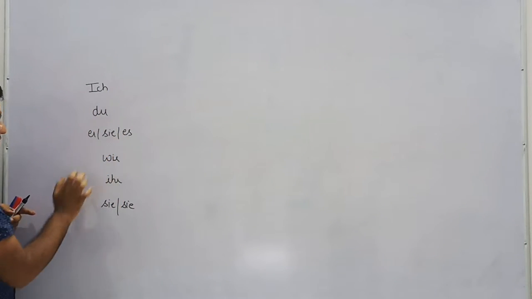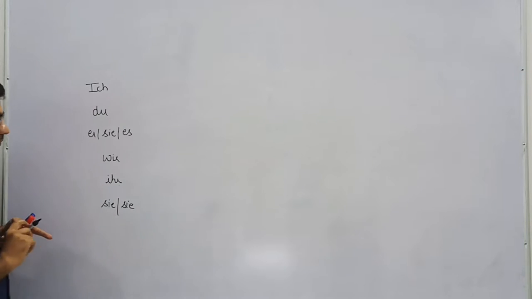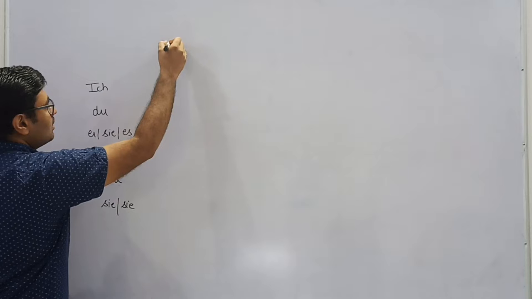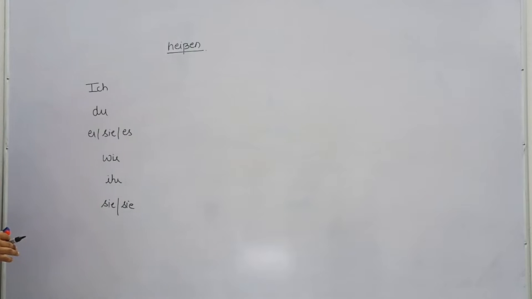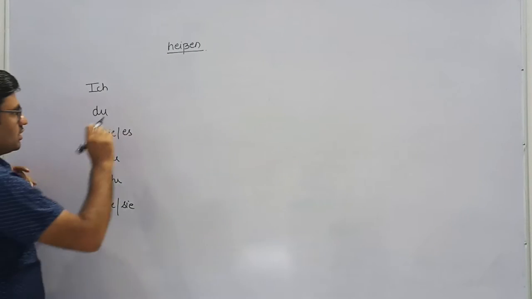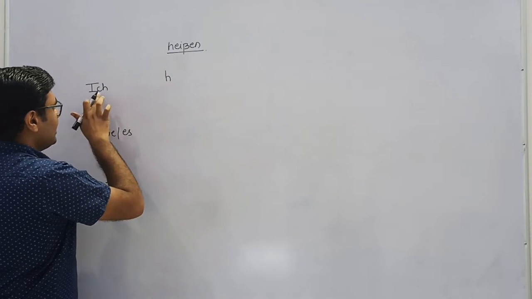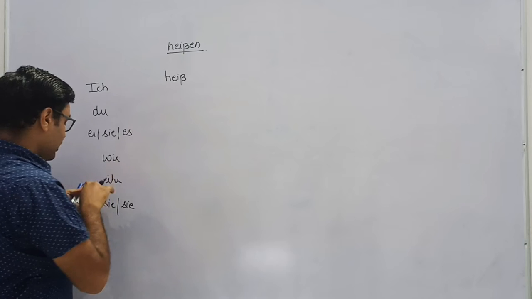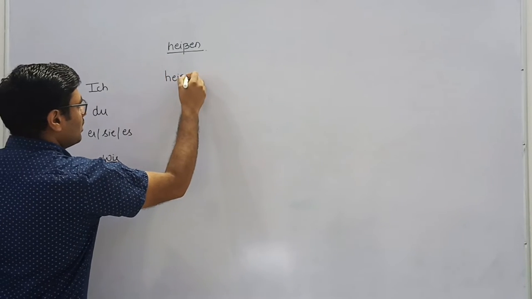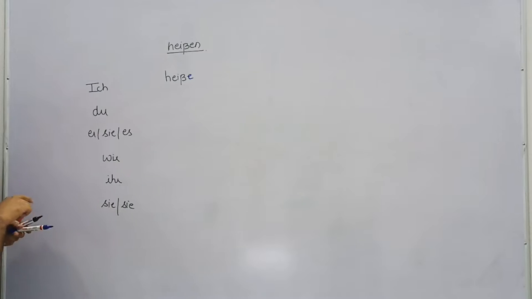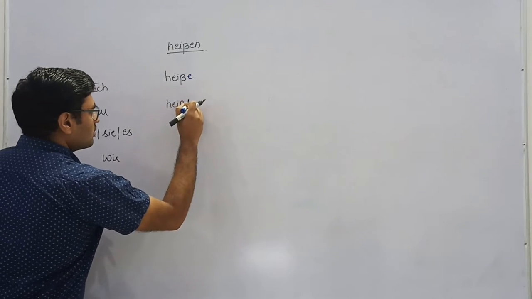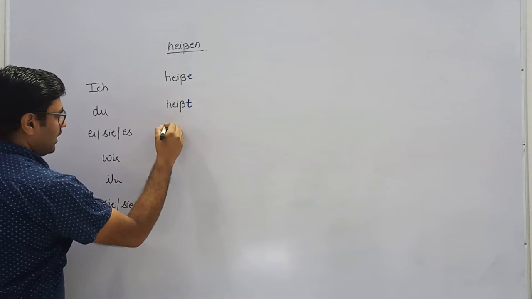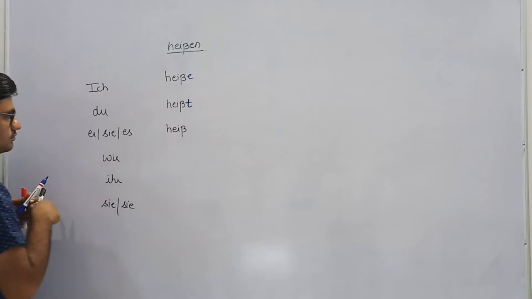Now, let us see. We have these subjects: I, you, he, she, it, we, you all, and they. Our first verb is heißen. I have to conjugate this verb according to these. First, ich heiße. Second, du heißt. Third, er/sie/es heißt.